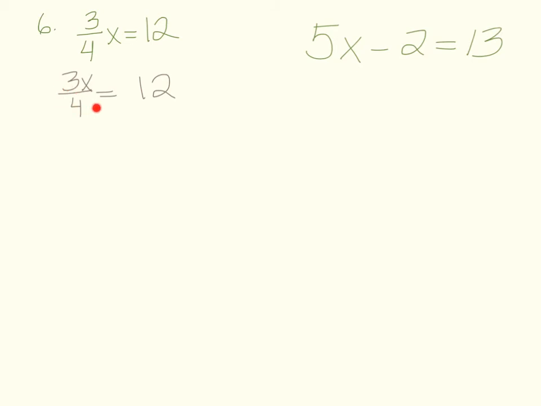I want to get rid of this divided by 4 right there. So what is the opposite of divided by 4? Well, it is times 4. So I'm going to multiply both sides by 4. Remember, whatever I do on the left-hand side, I have to do on the right-hand side. So I'm going to cancel the 4 out. I'm going to be left with 3x equals 48.